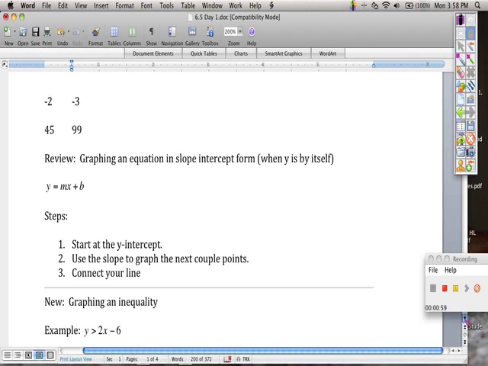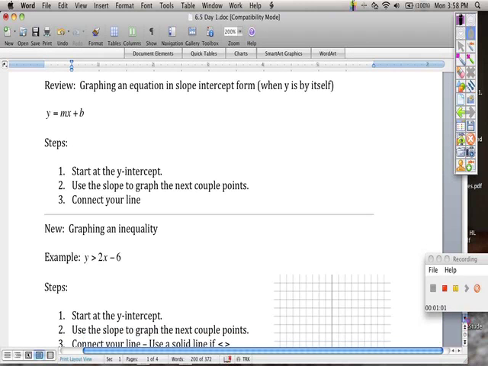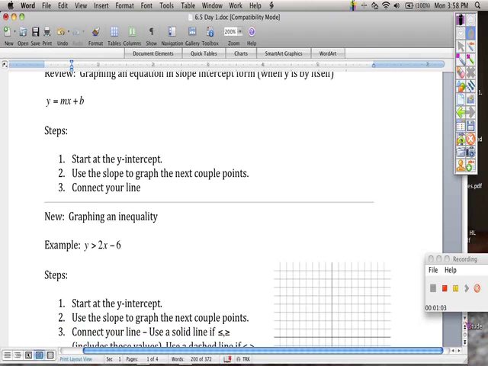Review graphing. So we're looking at slope-intercept form. That is y equals mx plus b. Remember, the slope is the coefficient of x. It's the m. The b, the constant term, is the y-intercept. To graph these, we start at the y-intercept and then use the slope to graph the next couple points. And the more points you use, the straighter your line is going to be that you draw through them.